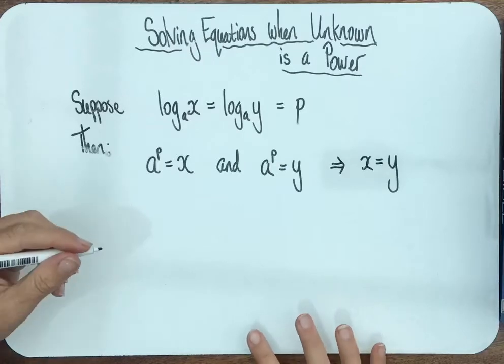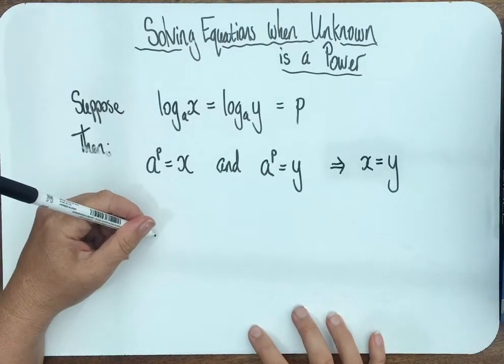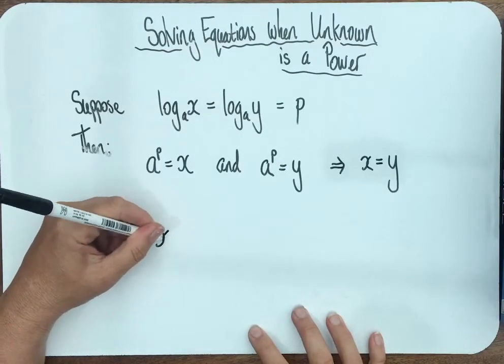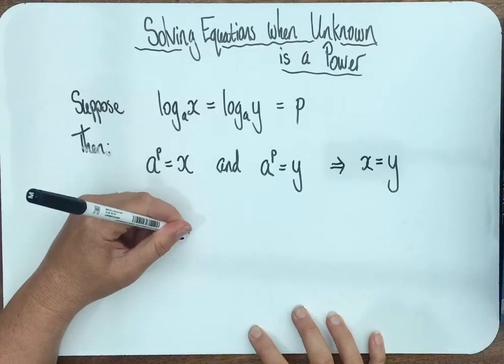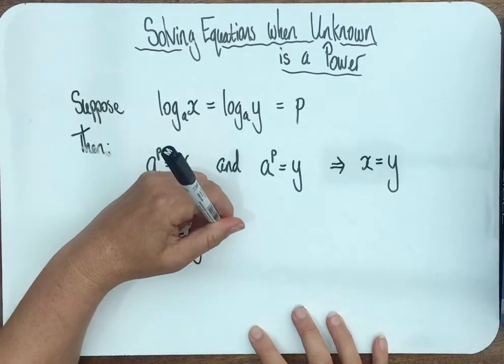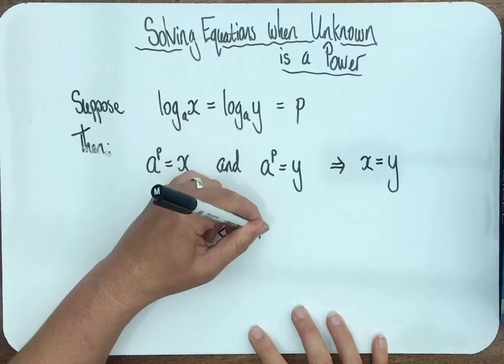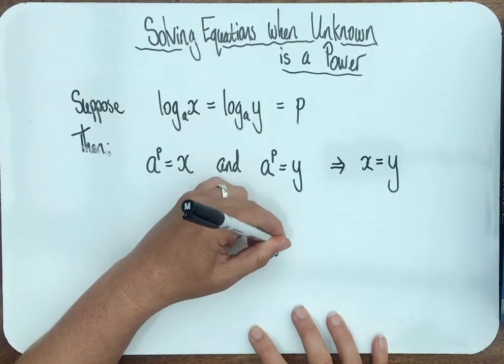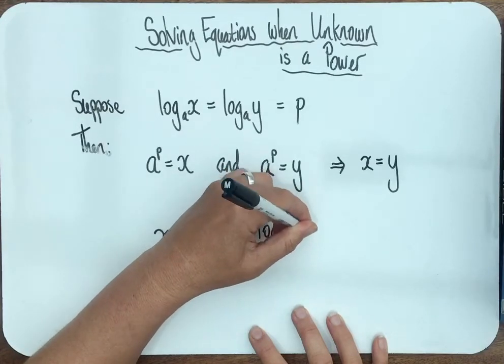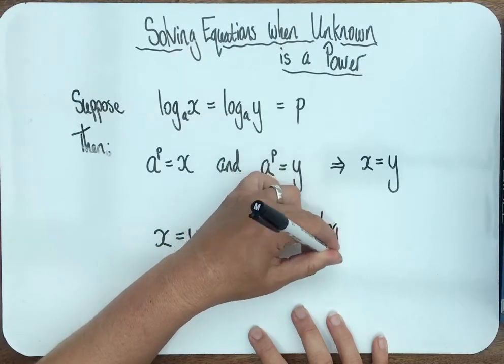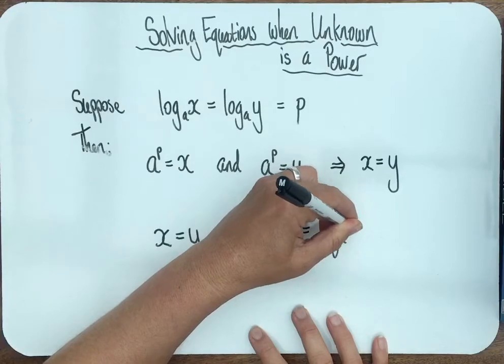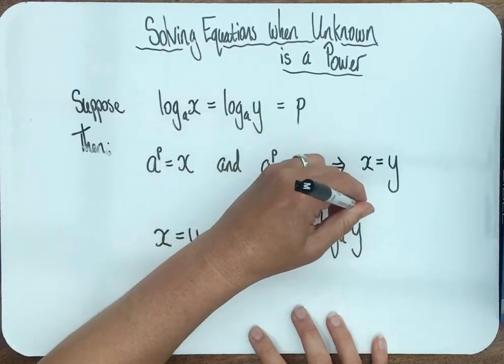So, final rule, I think, until I come up with another one. x equals y if and only if log to the base a of x equals log to the base a of y.